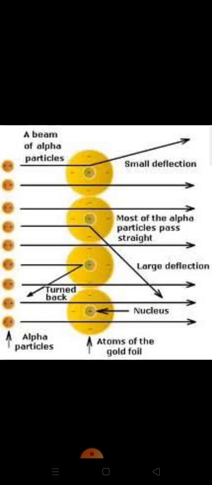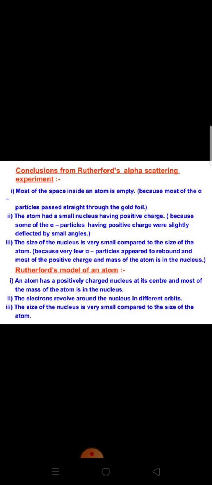Alright, so students, on the basis of the scattering experiment, Rutherford put forward a model of the atom known as Rutherford's nuclear model. The main points of this model are, number one, an atom consists of two parts, nucleus and extranuclear part. Nucleus is a small, heavy, positively charged body which is present in the center of the atom, and extranuclear part means the space around the nucleus in which the electrons are distributed.